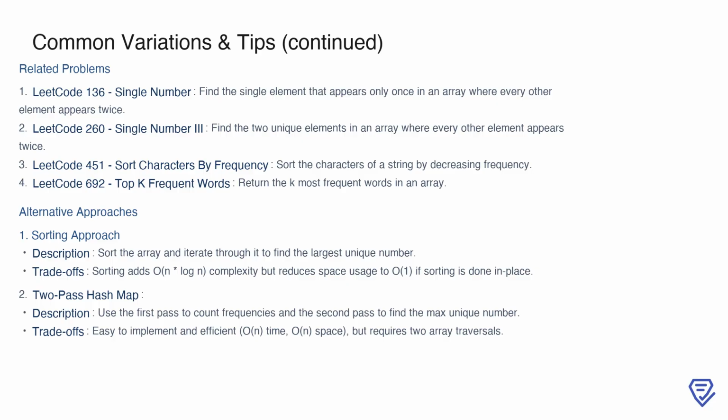As for alternative approaches, one option is the sorting approach, where you sort the array and then iterate through it to find the largest unique number. While this reduces space usage to O(1) with in-place sorting, it adds O(n log n) time complexity. Another approach is the two-pass hash map technique. Here, you use the first pass to count frequencies and the second pass to identify the largest unique number. It's efficient, with O(n) time complexity and O(n) space usage, but requires two traversals of the array.